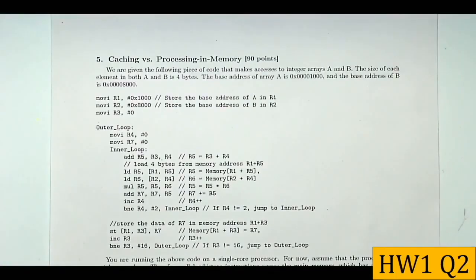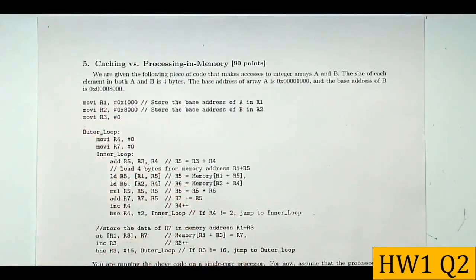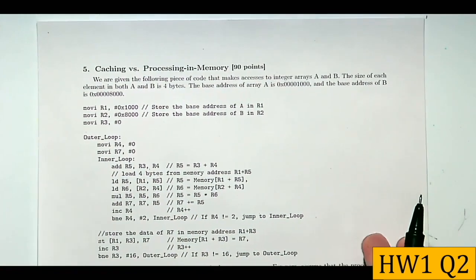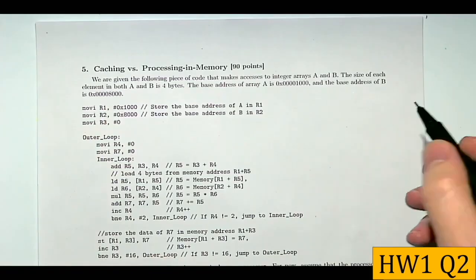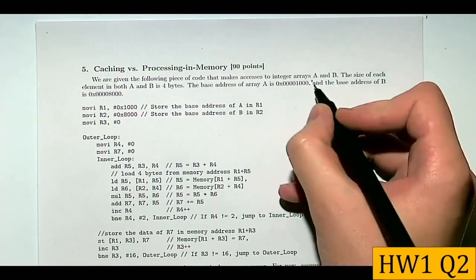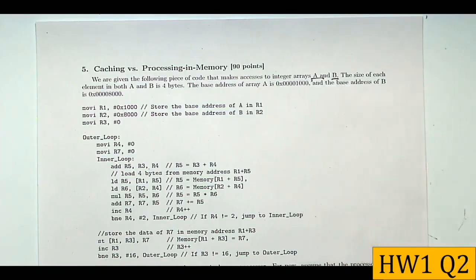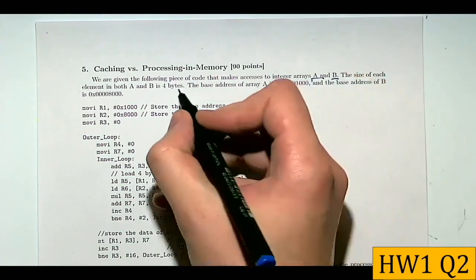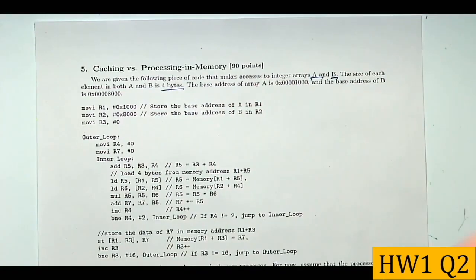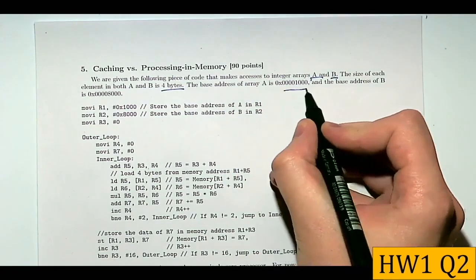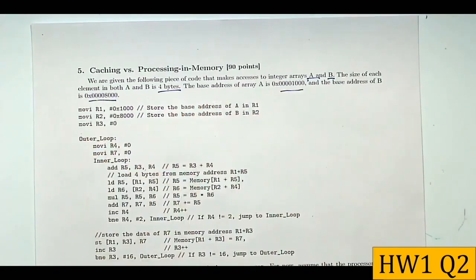Okay, the next question is from the second homework. This is question 5 from homework 2. It covers caching and processing in memory. And the question is like this. It defines two integer arrays, A and B, and they have elements of size 4 bytes. And here you can see the base address of A and the base address of B.